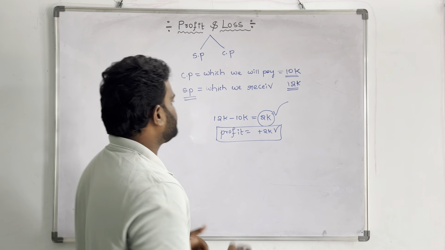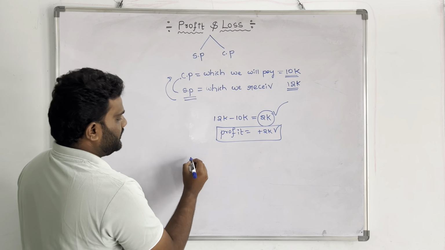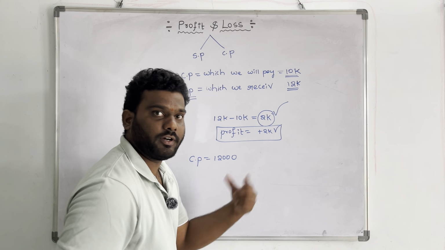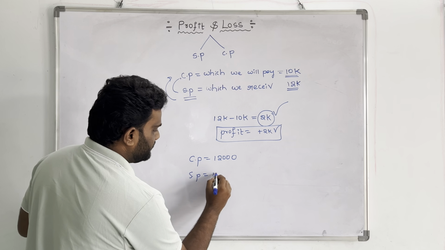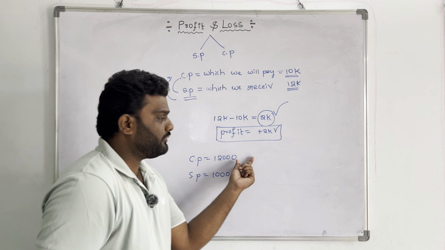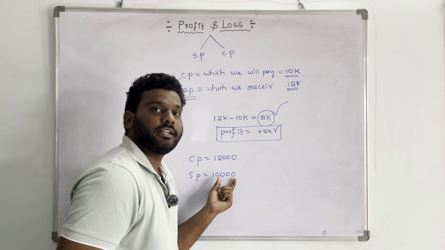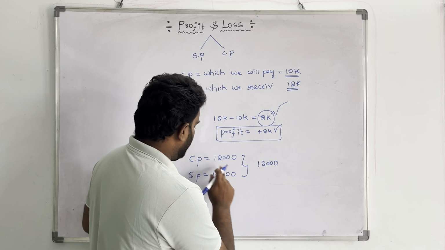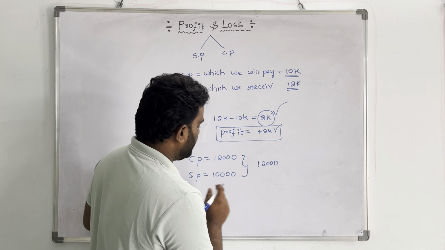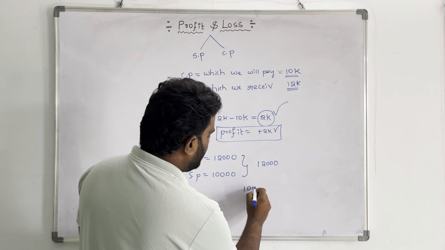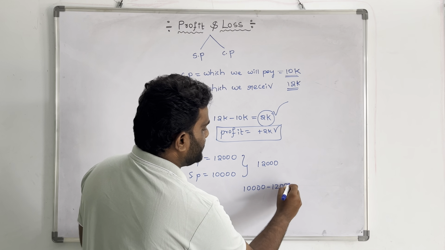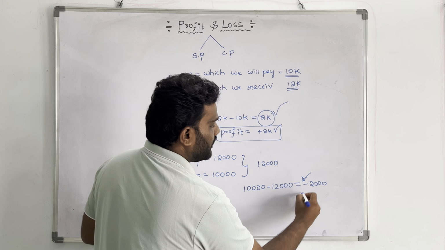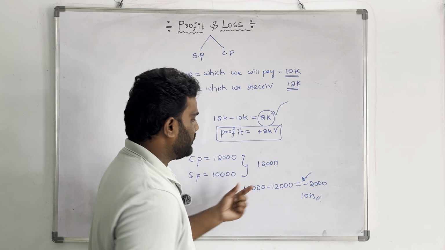For example, let me interchange these things. You bought a mobile for 12,000 and you sold it for only 10,000. So what is the difference here? 12,000 is the cost price and the selling price is 10,000, so you do 10,000 minus 12,000. Then you will get minus 2,000. Minus indicates loss. So you lost 2,000 here.